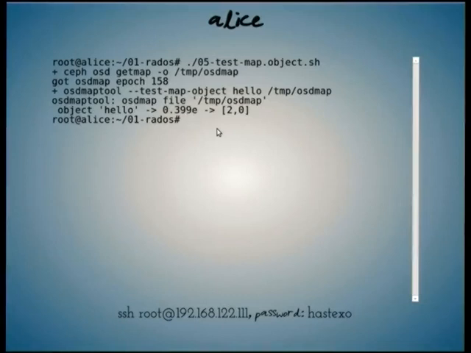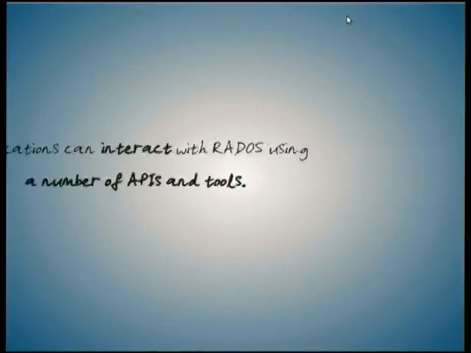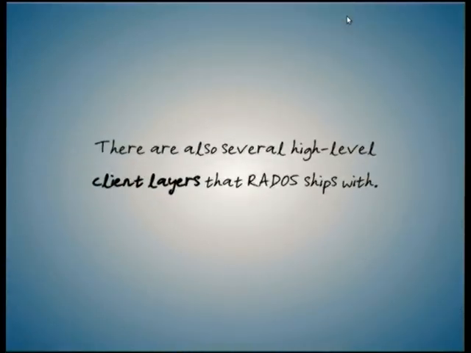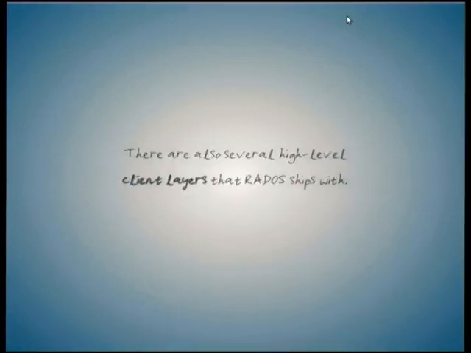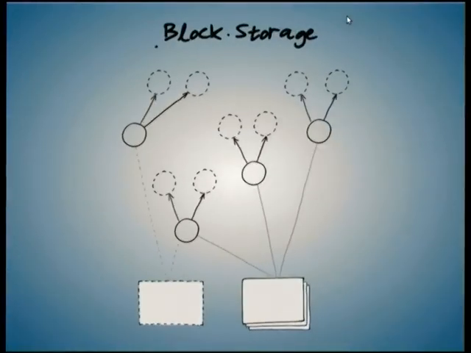Okay, and we can fire that back up while I go along. There are several high-level client layers that RADOS ships with, and that's what we're going to concern ourselves with in the last just over 30 minutes of this tutorial. One of those high-level client layers is RADOS Block Device, or RBD.